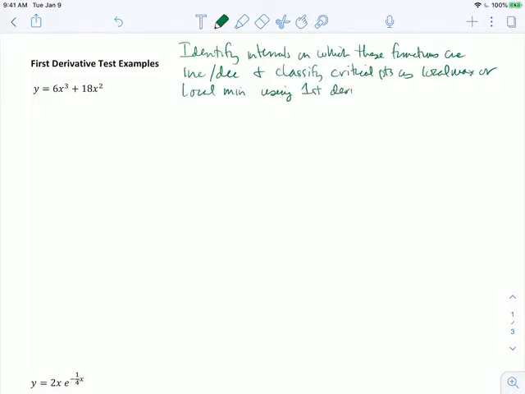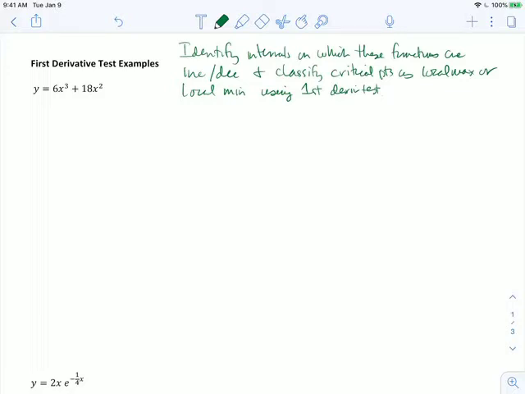So just a reminder, the first derivative test once again says that if the derivative of a function switches from positive to negative at a critical point, then the function has a local max at that critical point, and if the derivative switches from negative to positive at a critical point, then that function has a local min at that point. So our first example is going to be to look at y equals 6x cubed plus 18x squared.